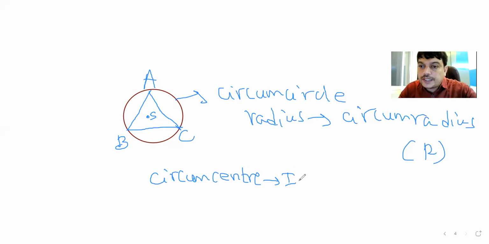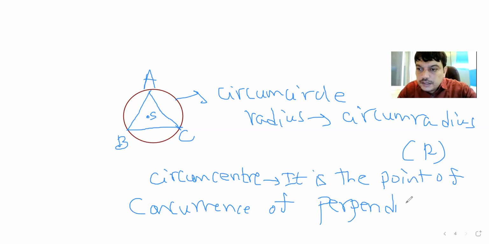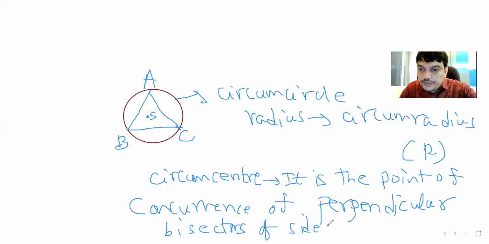It is the point of concurrence of perpendicular bisectors of sides of a triangle. That is the definition of circumcenter.